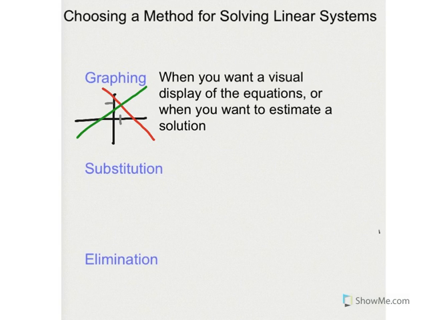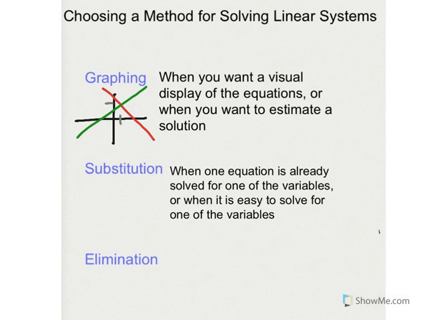So now let's take a look at the second method of solving systems of equations, and that would be substitution. Substitution is helpful when one equation is already solved for one of the variables, or when it is easy to solve for one of the variables.